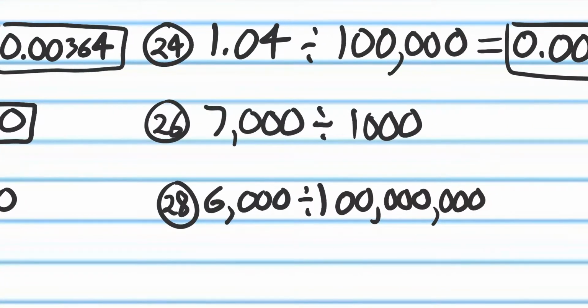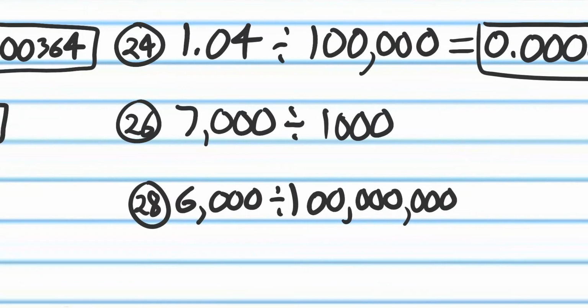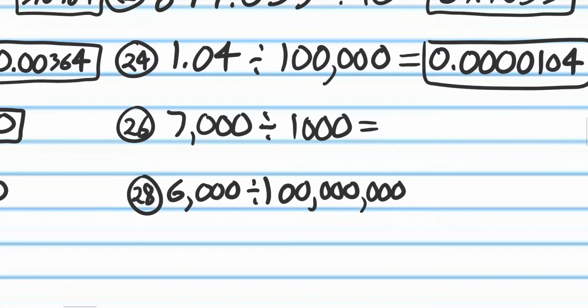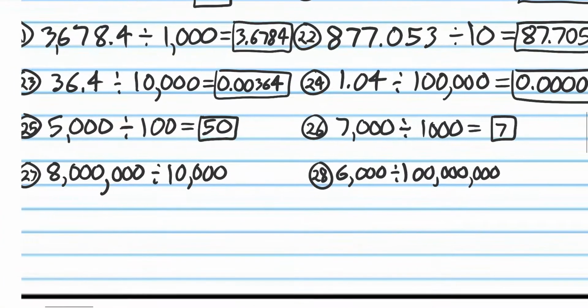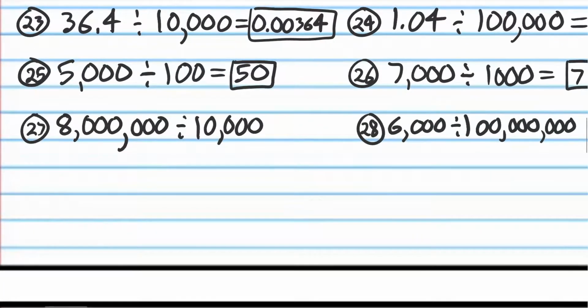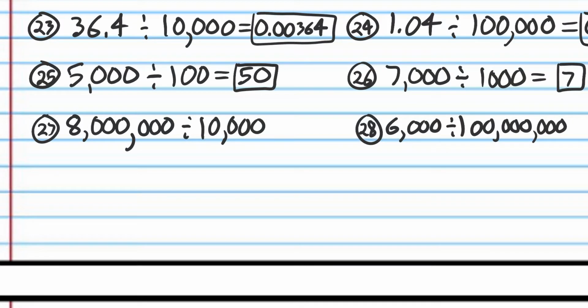All right, so let's try this next one. 7,000 divided by 1,000. So you move the decimal 1, 2, 3 places, or you just get rid of 3 zeros, and you just have 7. So why don't you try 27 and 28, and when you're done, we'll do those together.